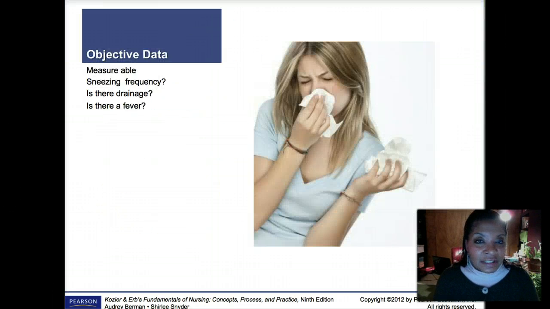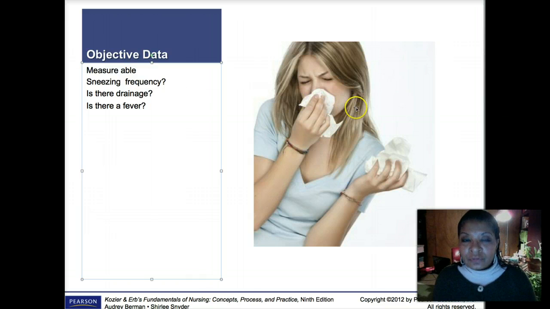And you'll see here, objective, this patient is sneezing. We can say the frequency, how frequently is she sneezing? Is there drainage with the sneezing? Is there a fever with these symptoms? So we can note that she's sneezing, note if there's drainage, and determine is there another course of action? From watching her sneeze, is there more information that I need? Does she have a fever? What do you begin to think about what you see? What actions do you think you need to take as a nurse?